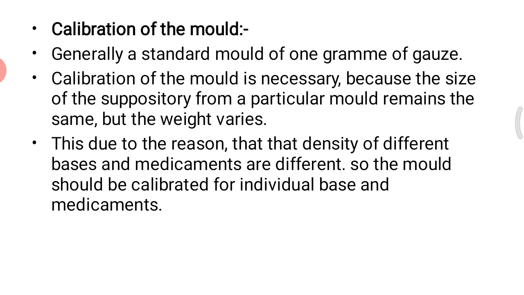This is due to the reason that density of different bases and medicaments are different, so the mold should be calibrated for individual base and medicaments. This is done by preparing a set of suppositories using the base, weighing the suppositories and then finding the average mean, which will indicate the true capacity of the mold. This is the calibration of the mold.